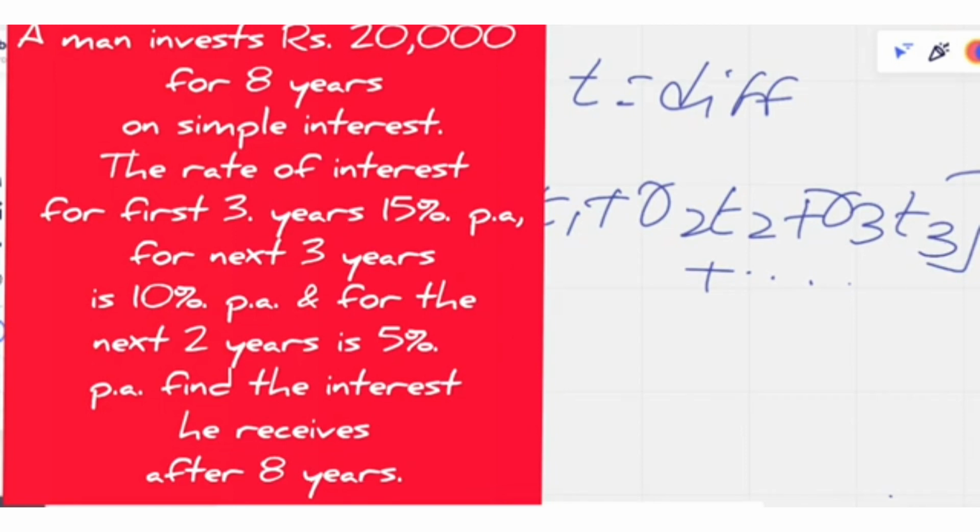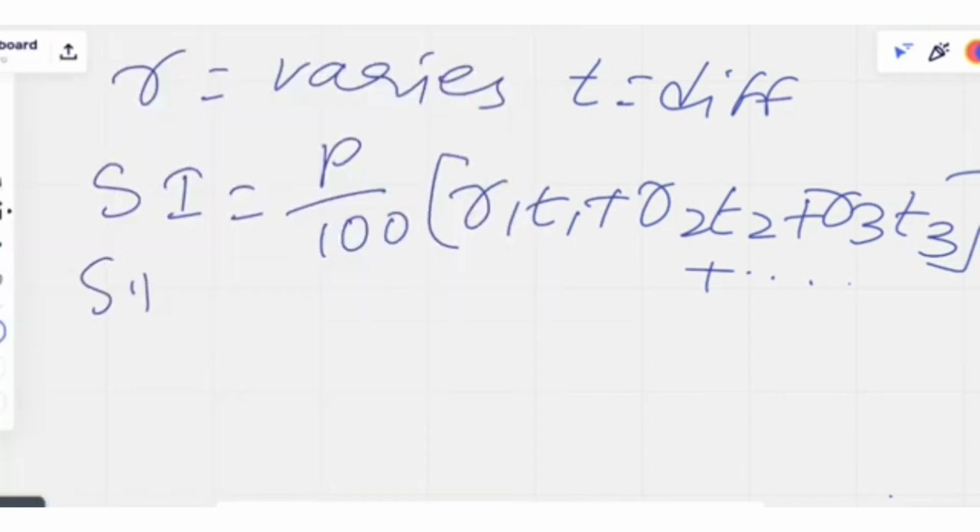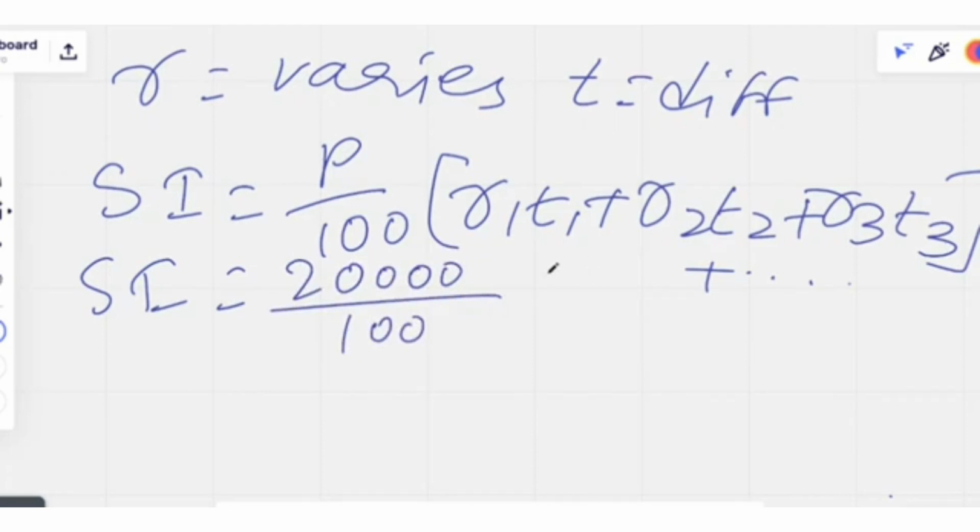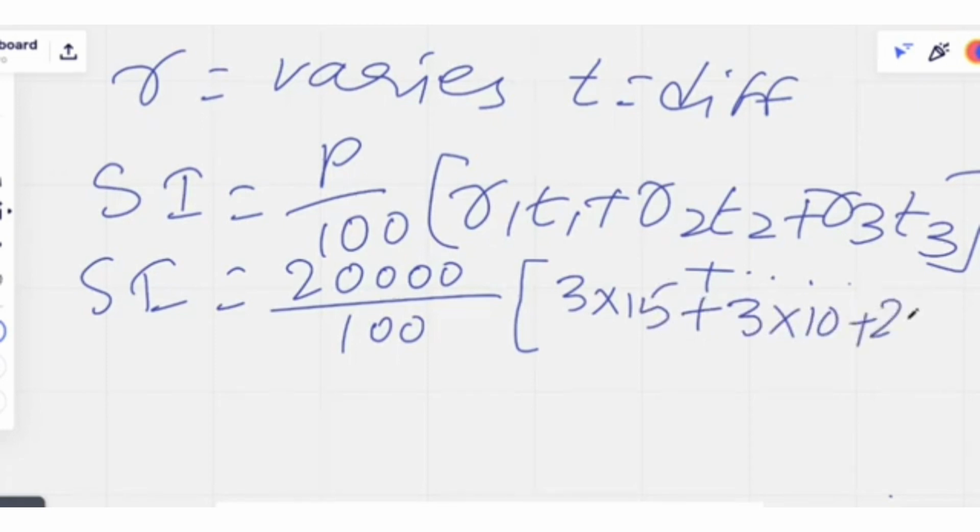Okay. So simply substitute as it is. We have three intervals. We need to substitute as it is. They have given simple interest. We need to calculate simple interest for a sum of 20,000 rupees by 100. For first 3 years they are giving 15% per annum. For next 3 years 10% per annum. For next 2 years they are giving us 5% per annum.